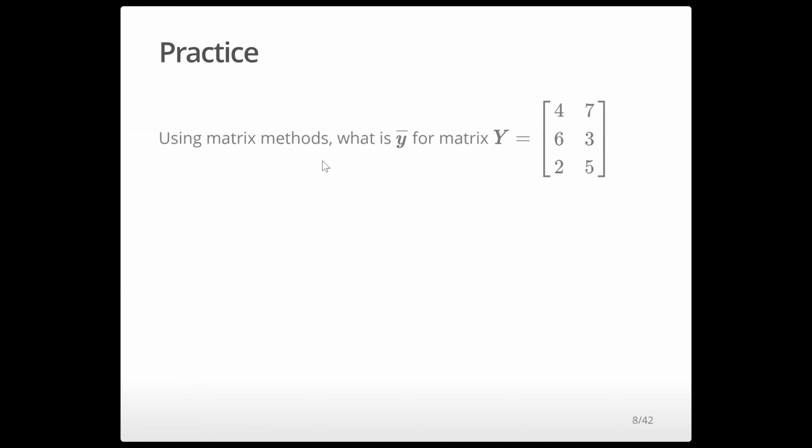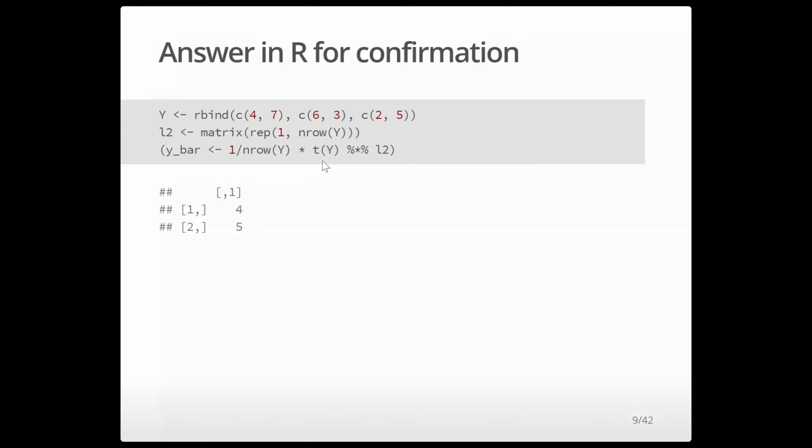So here's a practice example, and we'll use this Y matrix for a bunch of practice examples here. If you are up for practicing this, you can go ahead and try to get the Y bar, the mean vector of Y. Again, Y here is a 3 by 2, so we'll get 2 means. The answer is on the next page, so pause it here if you want to try to get it. I will show you what the answer looks like in R. I'm not writing it out. So here we get the answer in R for confirmation. We see that it's 4 and 5.